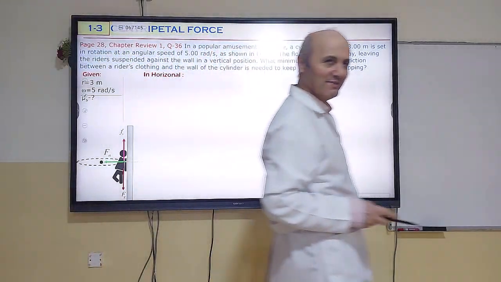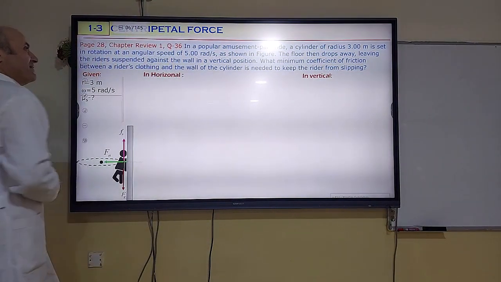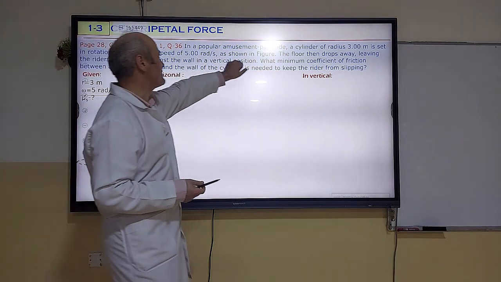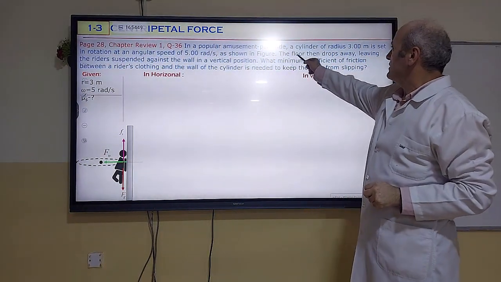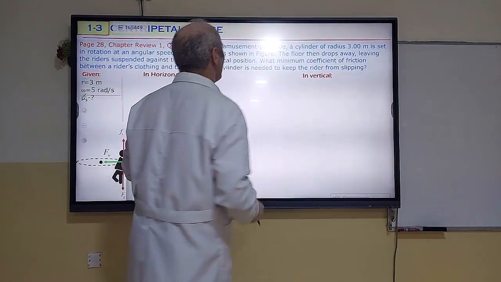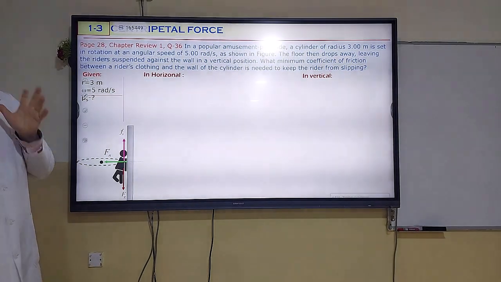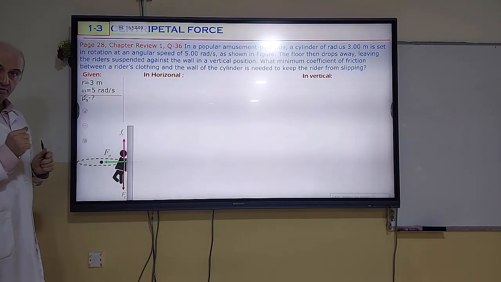And the last one, a problem. In a popular amusement park ride, a cylinder of radius 2 meters is set in rotation at an angular speed of 5.80 radians per second as shown in the figure. The figure is given. The floor then drops away when the rider is suspended against the wall in a vertical position. What minimum coefficient of friction between the rider's clothing and the wall of the cylinder is needed to keep the rider from slipping? As I said, we saw the video of the lesson, remember?